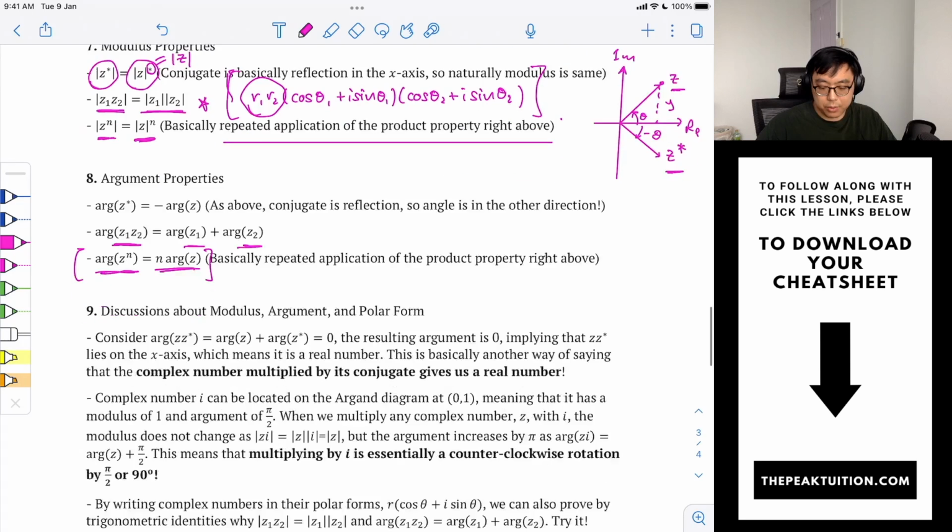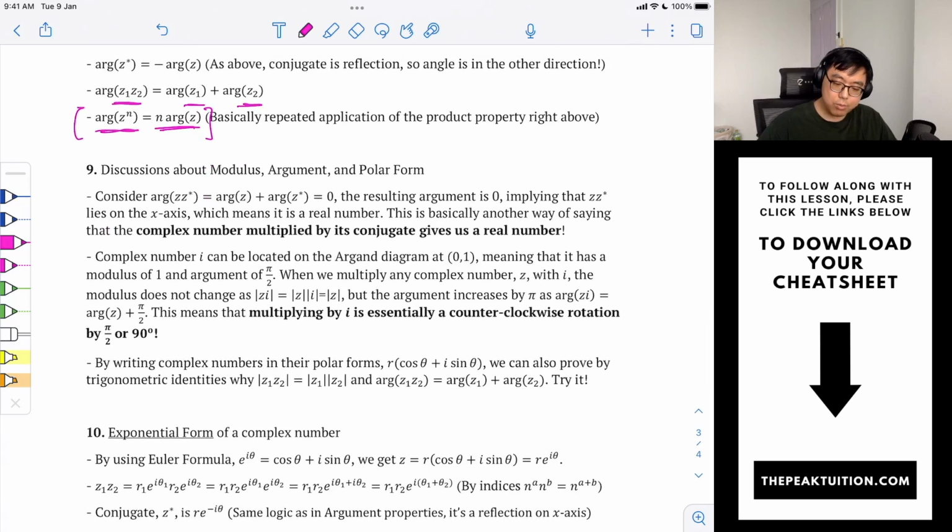Alright, so some of the interesting discussion will be that when we have the complex number multiplied by its conjugate, we can see that the argument gives you 0. And indeed, because we get a real number, right? We get a real number when we multiply the complex number with its conjugate. So we can show that in a different way, because the argument will give us 0 when we multiply them.